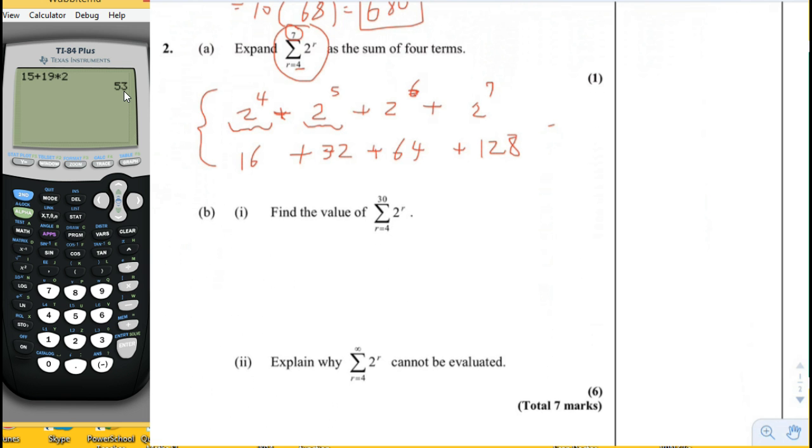Find the value of, and then they give us the same summation, except for now the last number is 30. Okay, so this is a little bit much to be doing by hand. So now you can use the formula for the sum of a series, and in this case, is it a geometric series or is it an arithmetic series? Well, we can tell that, between terms, we're always multiplying by 2. So that means that it is a geometric series.